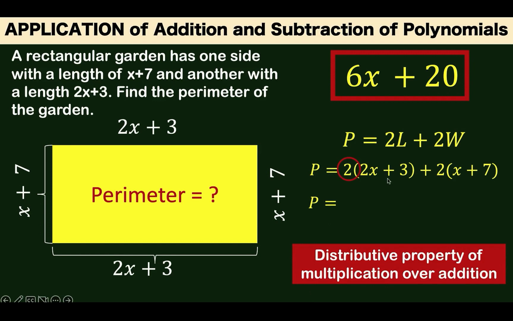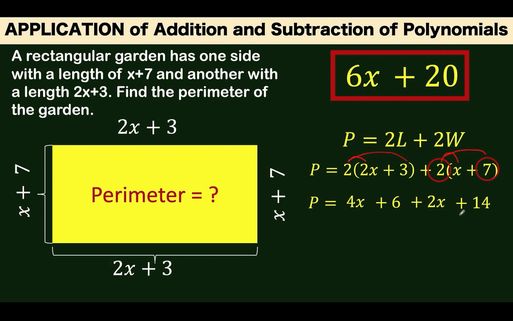So 2 times 2x is equal to 4x. Then distribute this 2 again, multiplied to positive 3. So 2 times 3 is equal to 6. Then go to the next monomial factor, multiplied 2x to get 2x, and 2 times 7 is equal to 14. So what happens is we distribute this 2 to the binomial and distribute this 2 again to the other binomial. The result would be these 4 terms.